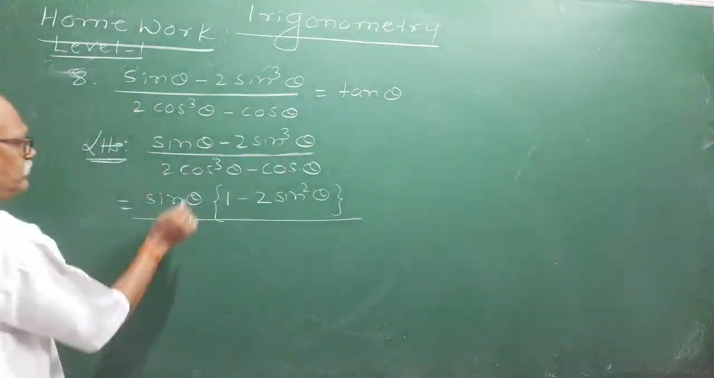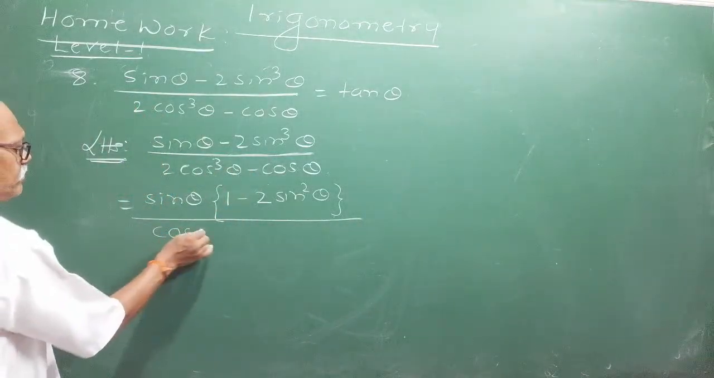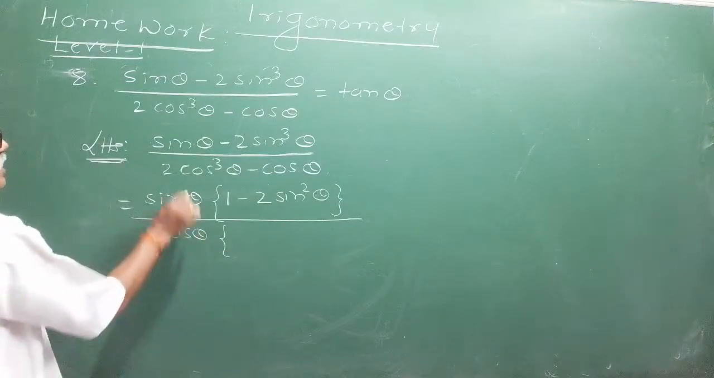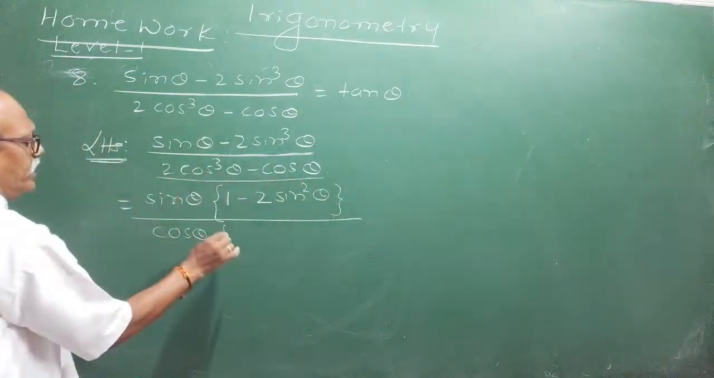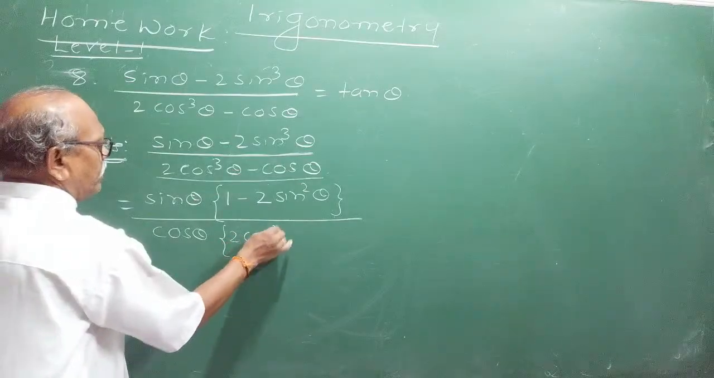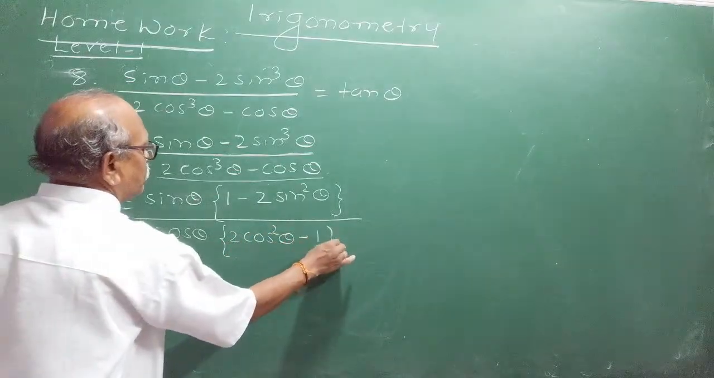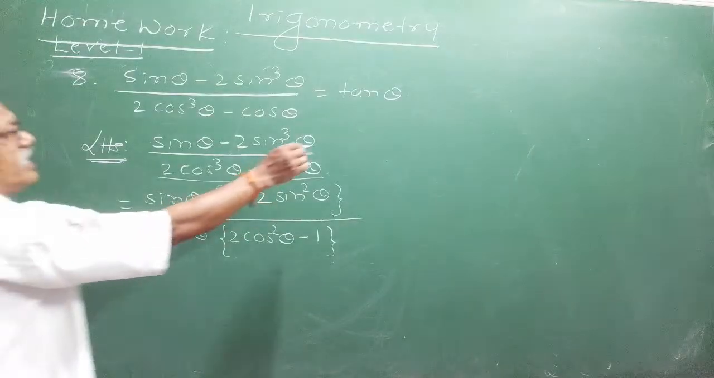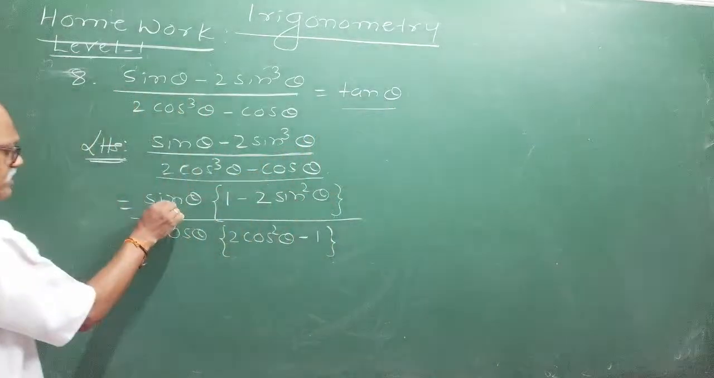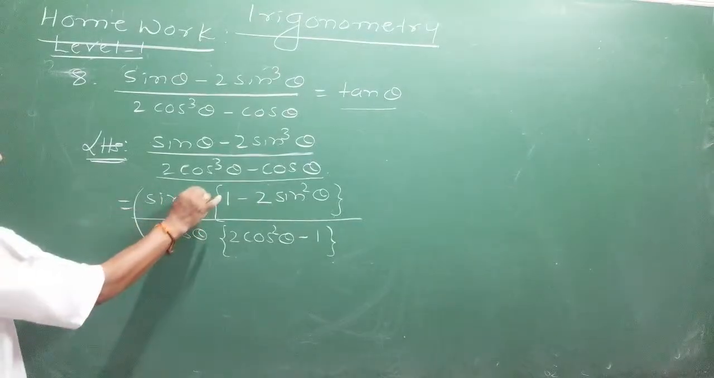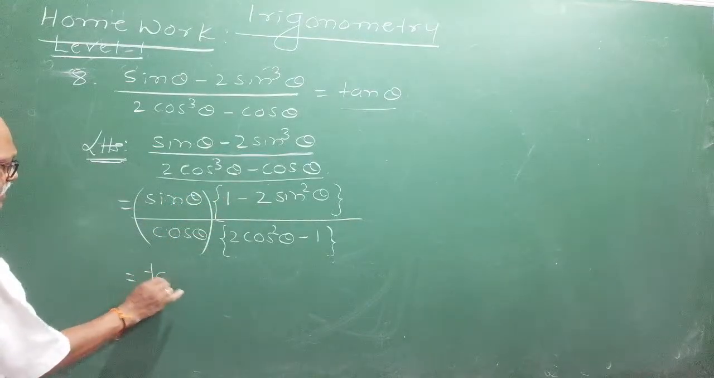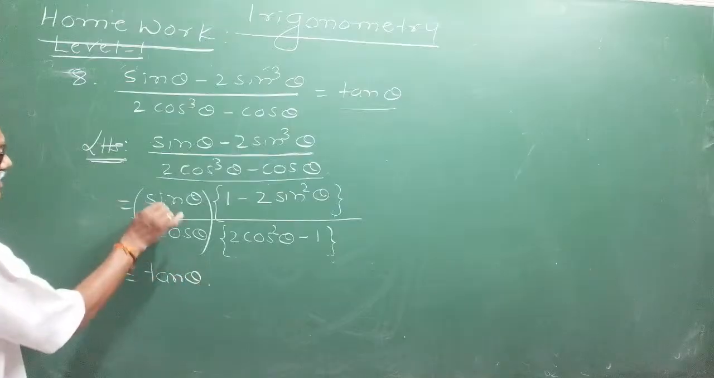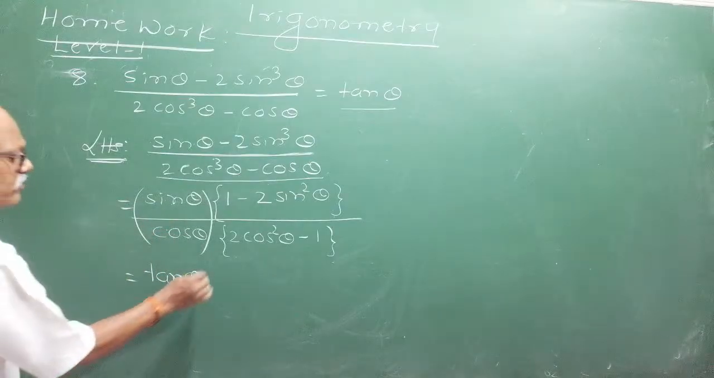Divided by, if you take a cos theta common in the denominator, what do you get here? 2 cos square theta minus 1. Observe carefully. Now our aim is to prove that it is tan theta. You can observe this sin theta upon cos theta is here. Let me write this one as tan theta, tangent relations. You check it. Already you got tan theta.